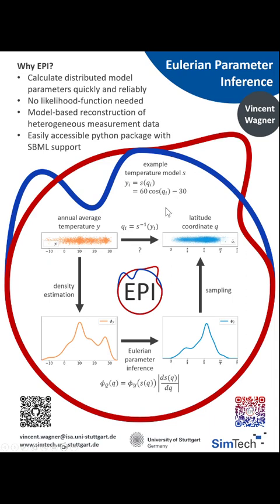In this very basic example, which is relatively academic, we have this algebraic equation where 60 times the cosine of my latitudinal coordinate qi minus 30 should equal the annual average temperature. Now, of course, ideally, we would take these data points and invert the simulation model to get qi out of the inverted simulation model applied to the data point.